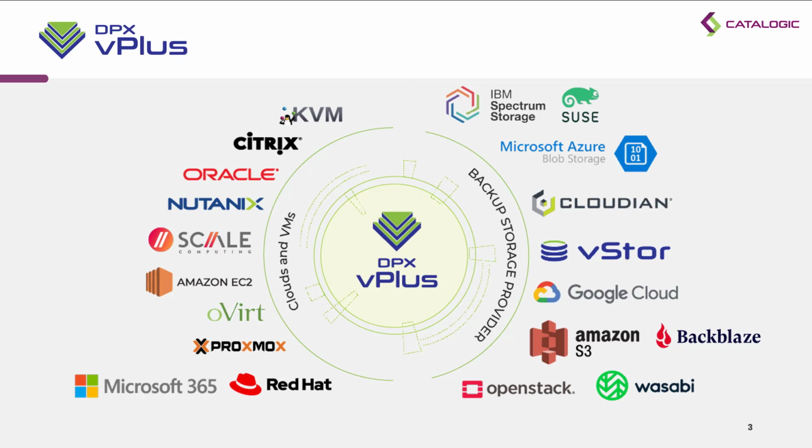As far as architecture, this is a pretty good depiction of what that looks like as well. In the middle, you have your vPlus instance. This consists of two mechanisms. The first is the vPlus server. This is the management console. It's the brains behind the operation. It's the IP address you use to log into the web GUI.